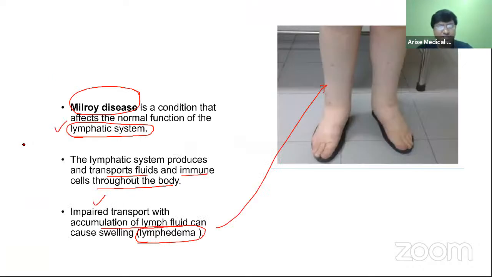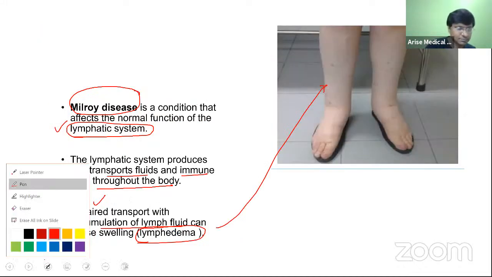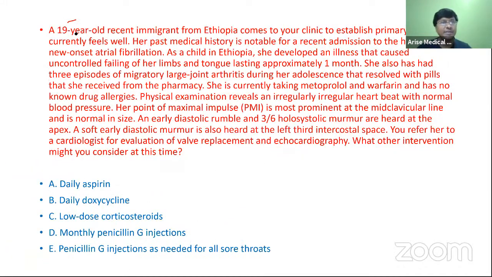The question looks very lengthy, but the answer is very simple. Now you see here, we have a 19-year-old recent immigrant from Ethiopia. So how much is the age? 19 years. He comes to your clinic to establish primary care, and he currently feels well. So presently he is normal.